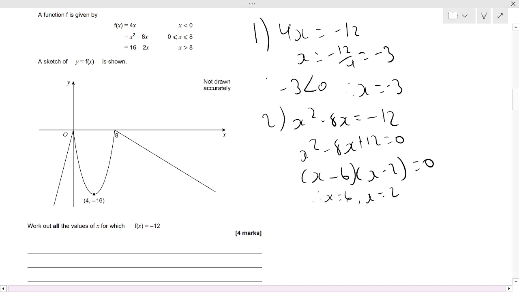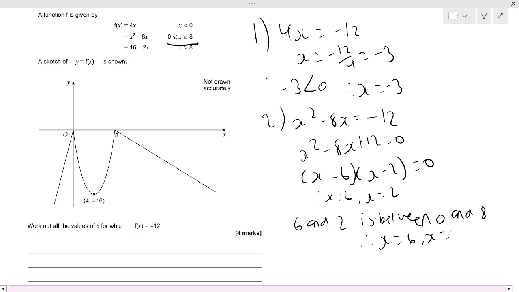Now I need to check again, because this is valid between 0 and 8. Well, actually 6 and 2 are between 0 and 8. So these are both solutions as well. Okay.